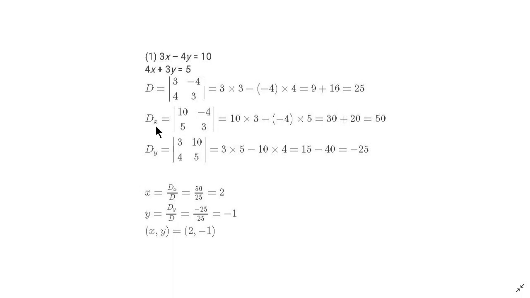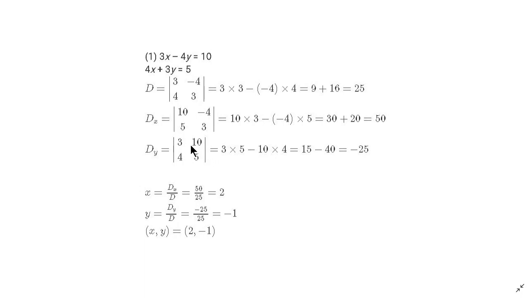As we did in dx, we will do a similar thing in dy. We will keep the D determinant as it is, but we will replace the coefficients of y because it is dy. The coefficients of y, which are minus 4 and 3, will be replaced by 10 and 5. So it is quite simple to remember.